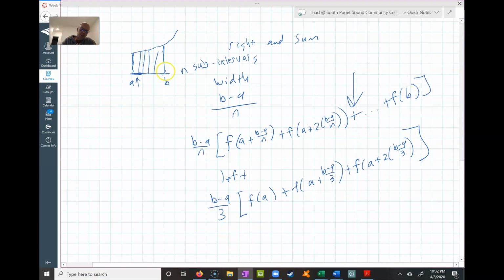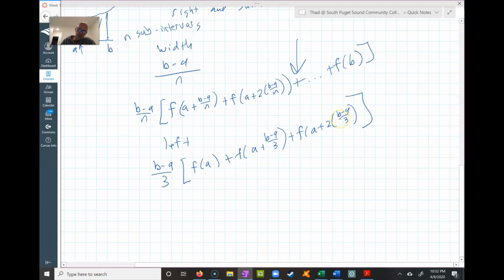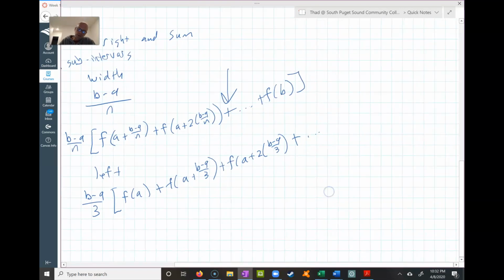Because I'm still going to plug in that last side. And again, there'd be more of these in here, plus dot dot dot. I don't know what the last one would be. Well, we do know what the last one would be, don't we? It would be f of b minus A over n. So I didn't finish converting all those. That's an n, that's an n, and that's an n.